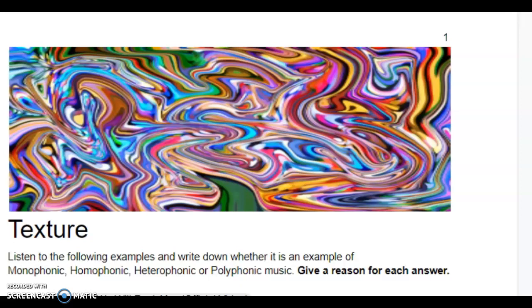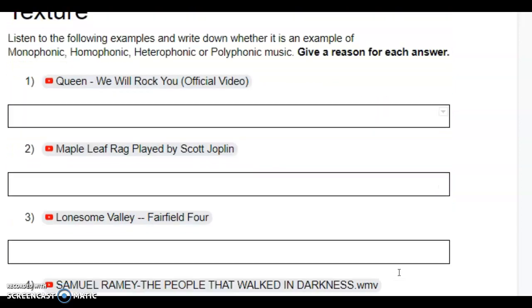One of your assignments for this week will be texture, and that's one of the elements of music. And on the Google Classroom, you will see the next assignment. Listen to the following examples and write down whether it is an example of monophonic, homophonic, heterophonic, or polyphonic music. It's very important that you always give a reason for the answer that you're giving. And then I have different examples there. So you click on that to listen to the YouTube video and you answer in the little block.